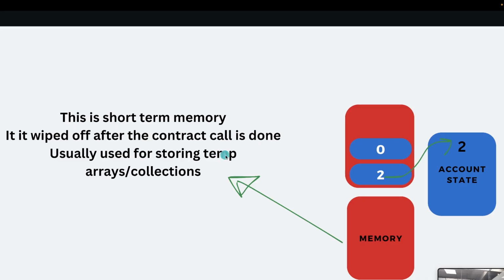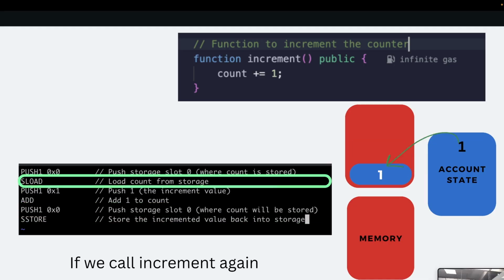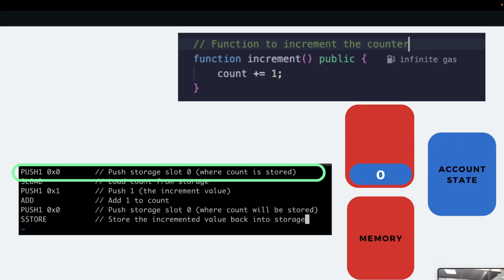Usually used for storing temporary arrays and corrections. Numbers are stored here only. Even if you create some temporary variables, they are usually pushed on the stack only. They are not stored here. Things like arrays will get very complicated to push here, which is why they get stored here in memory. That is the architecture of EVM, and most technically the opcodes, how they run when you call a function.